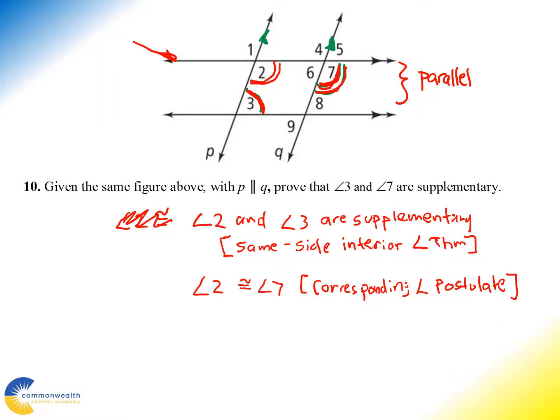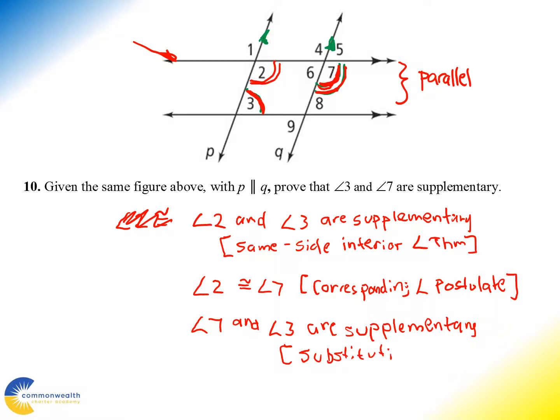With that being the case now, I can say, well, since angle 2 and angle 7 are congruent, basically the measurement of angle 7 can replace angle 2. So I could basically say angle 7 and angle 3 are supplementary by substitution. Okay, so I could do that because supplementary deals with just measurements.